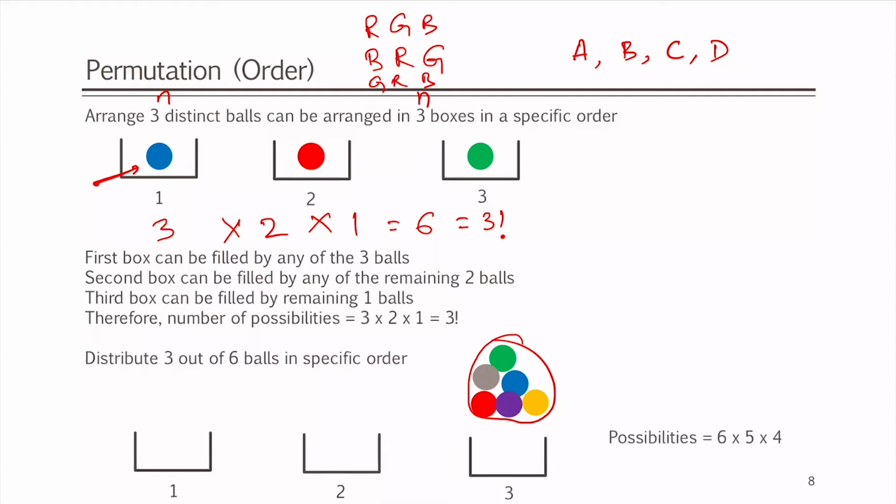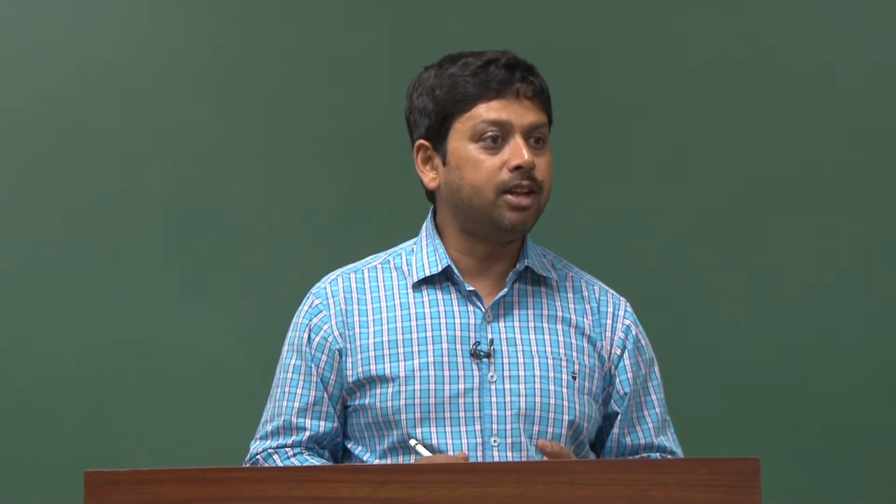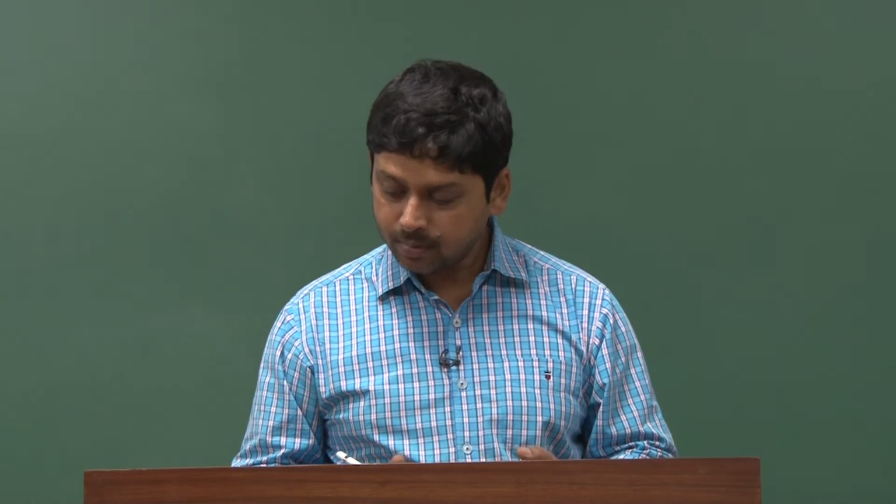So, the first box can be filled by any of the 6 balls, but once I fill it, since it is without replacement, remember I am left with only 5, then I am left with only 4. So, how many possibilities will I get? 6 into 5 into 4, which is 120 possibilities. So, 120 microstates I can create from these 3 boxes when I have 6 balls available.